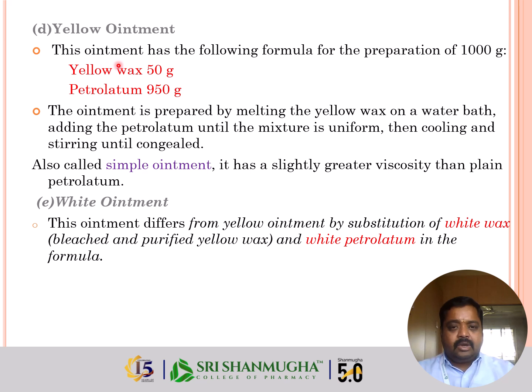Fourth one is yellow ointment. This ointment has the following formula for preparation of 1000 grams. Yellow ointment can be prepared with a base of yellow wax and petrolatum. In the combined ratio, 50 grams of yellow wax will be added to 950 grams of petrolatum. So this is the ratio for preparation of yellow ointment. The ointment is prepared by melting in a water bath, and the mixture is cooled and stirred properly. It is called a simple ointment. Slightly greater viscosity will be there because plain petrolatum is added.